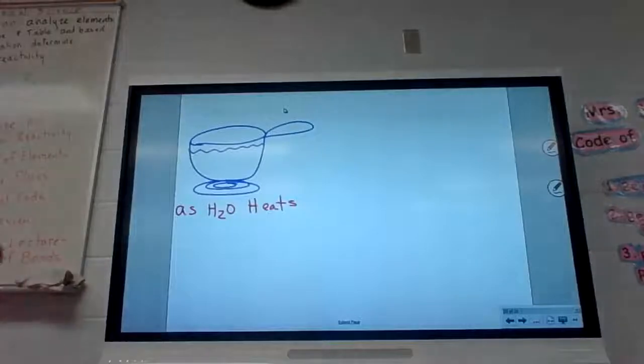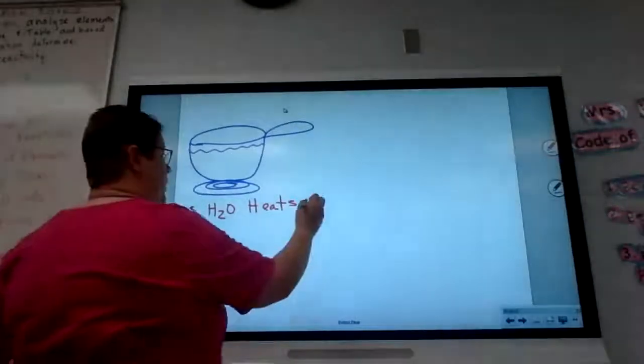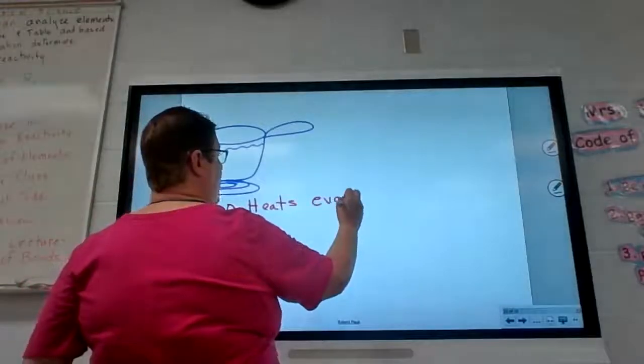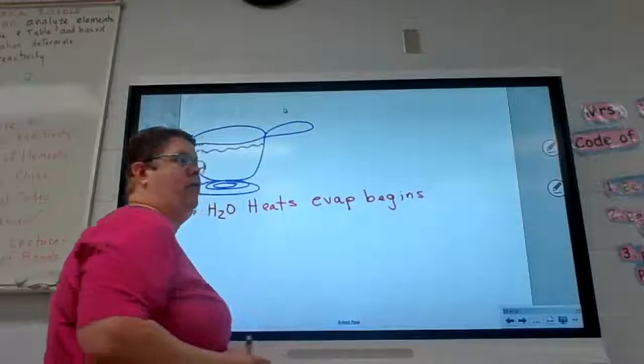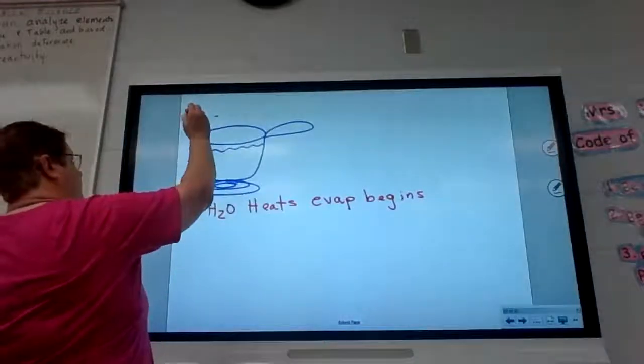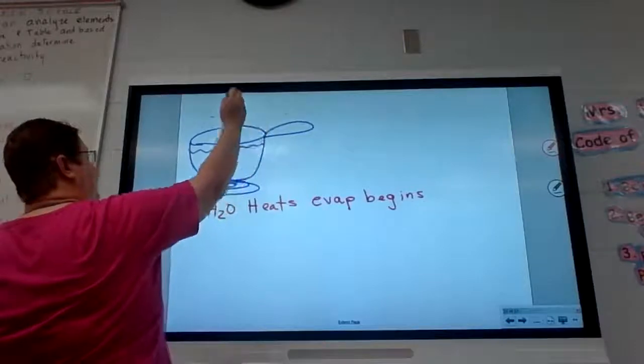Now, everybody knows as the water heats, evaporation begins, right? And I'm pretty sure I can write evap if people know evaporation begins. Now, so you get little vapor molecules above the pot, right?